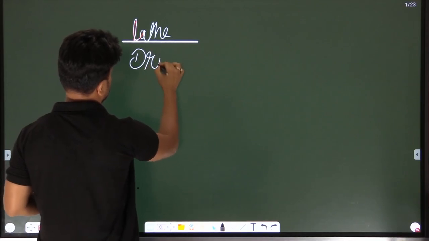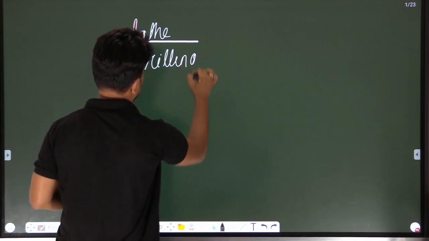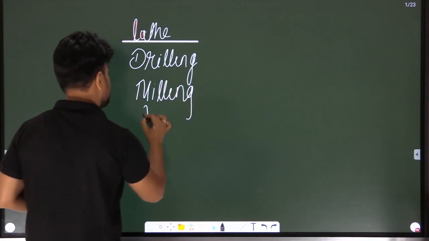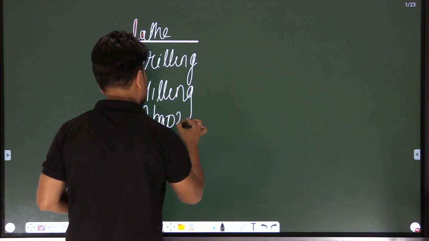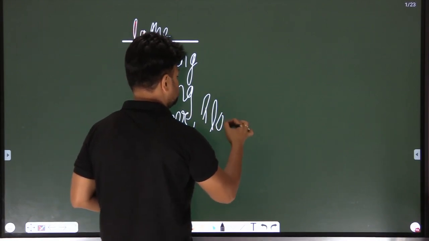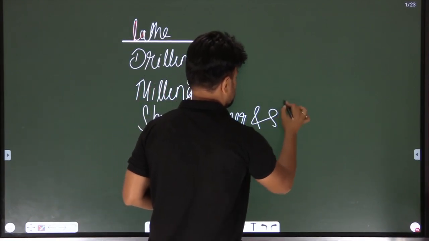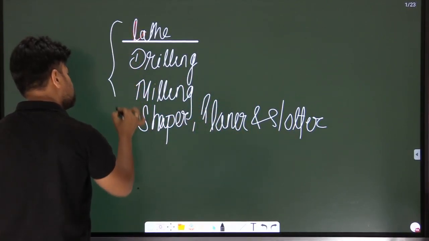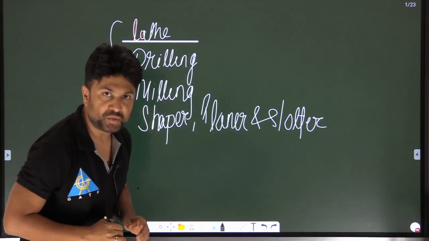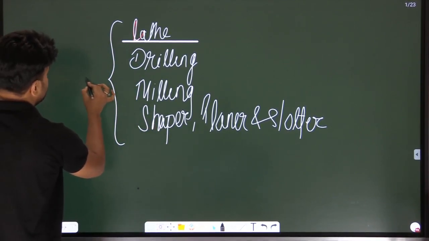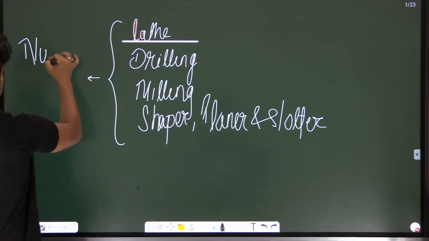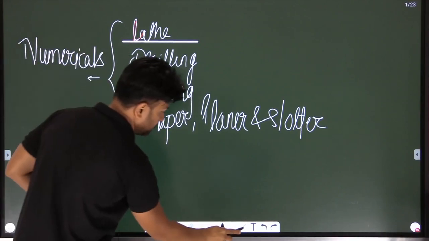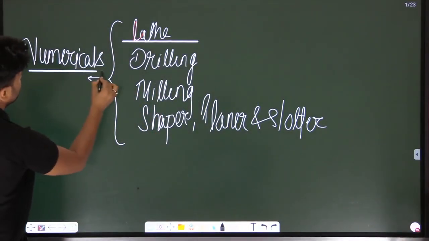Drilling, milling, shaper, planer, and slotter. And generally you have seen the numericals will come in this section. I am talking about the numerical point of view. Numericals will come in this section.